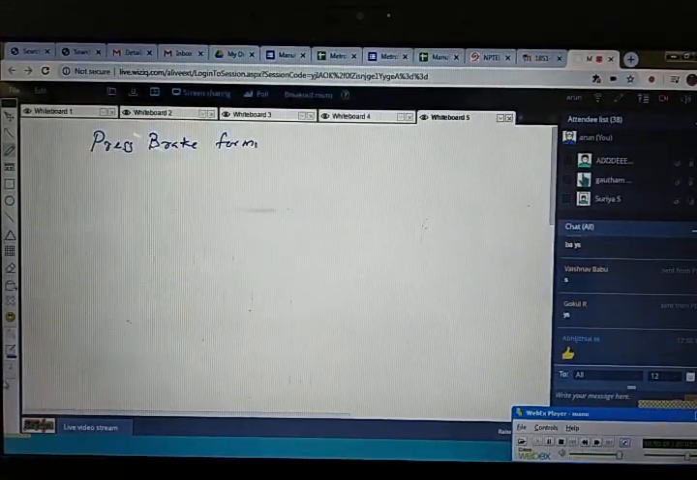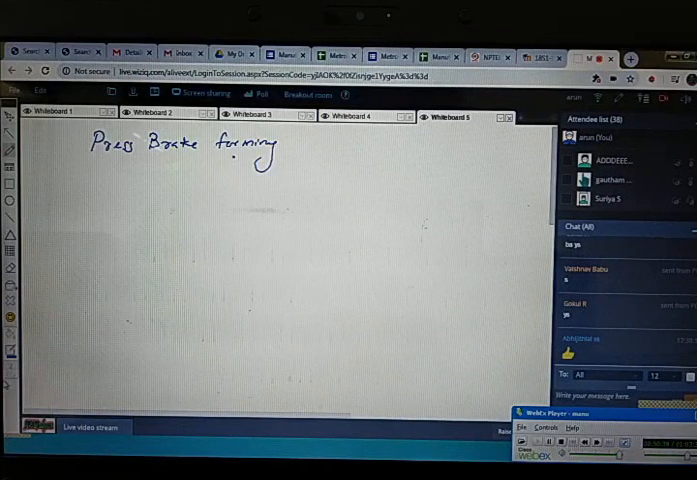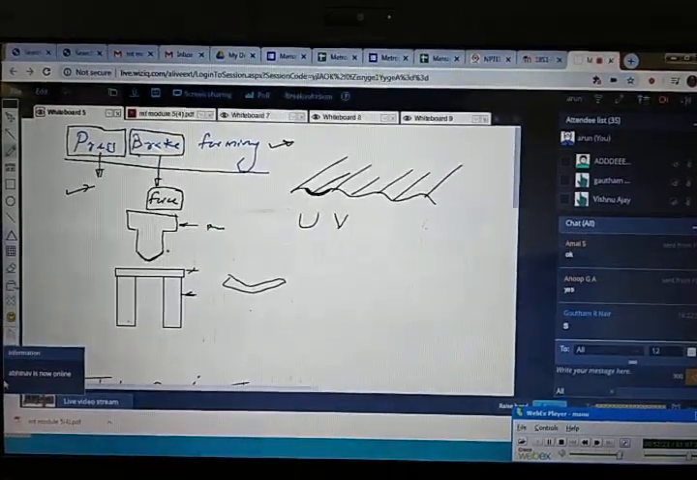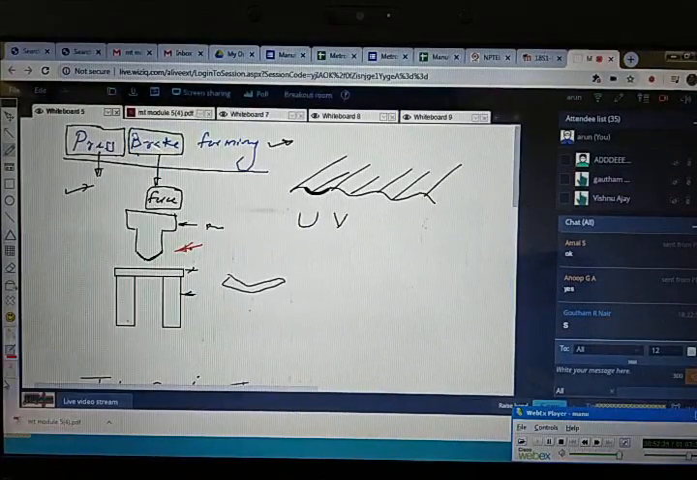Next topic we have to discuss is press brake forming. It is an old method of a forming process. In the case of press brake forming, U and V shaped dies are used. It is used for corrugating the sheets, isn't it? Sheet metals can be used there. When the punch moves downward, the sheet metal will get bent.